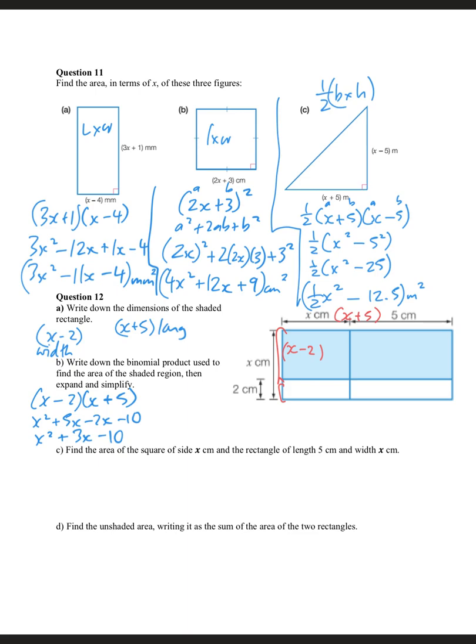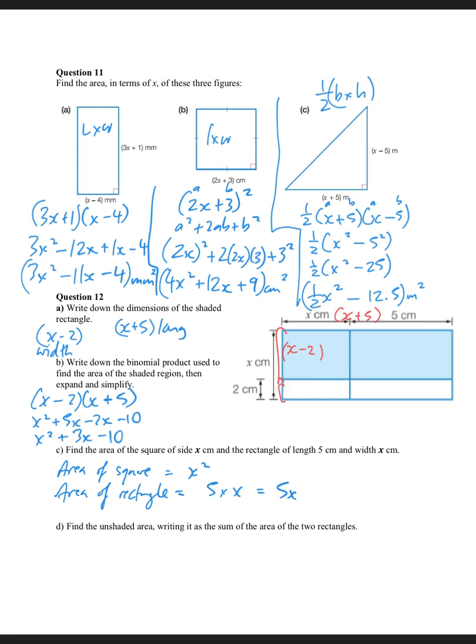Find the area of the square of side x centimeters and the rectangle length. Well, if you've got a square that's got sides x centimeters, the area of square is going to be x squared, and the rectangle of length 5 centimeters in width, area of rectangle, will be 5 times by x, so it's going to be 5x.